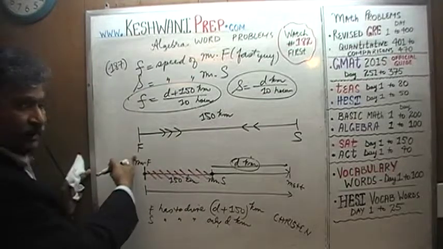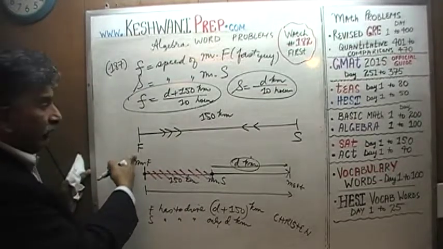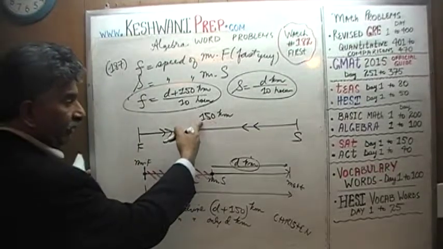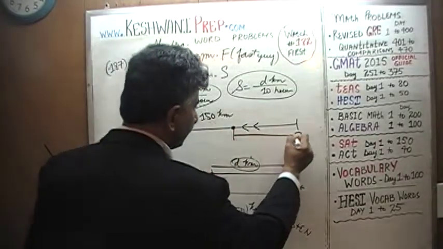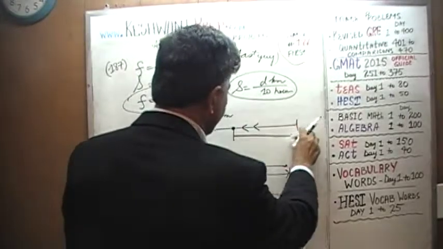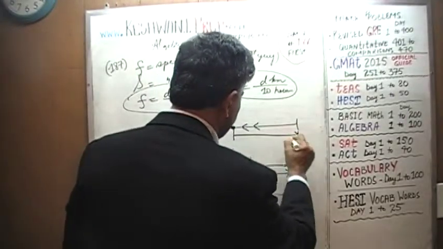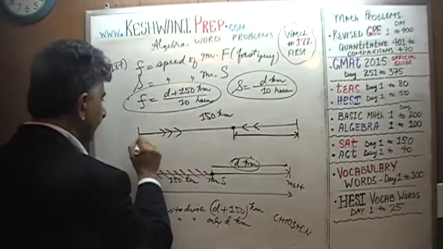Since this guy is a fast guy, obviously he's going to end up traveling a bigger portion of 150 kilometers. Let's put it somewhere here. And let's give these two distances a name.